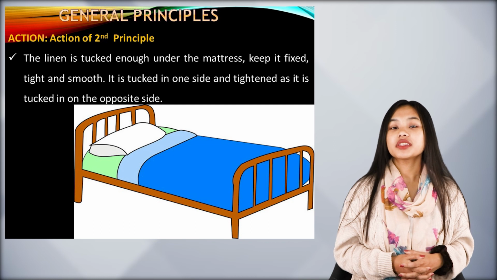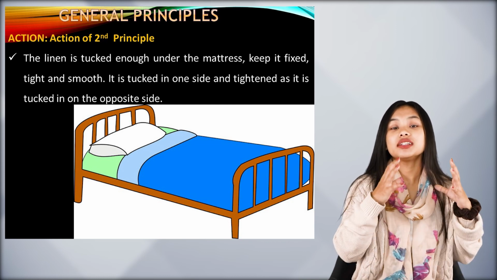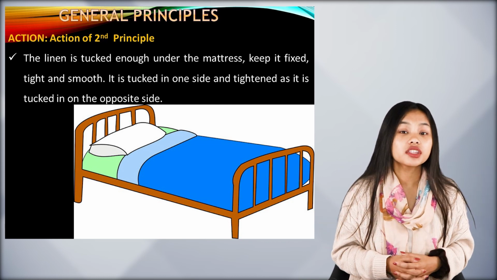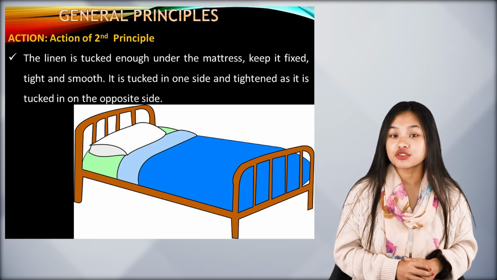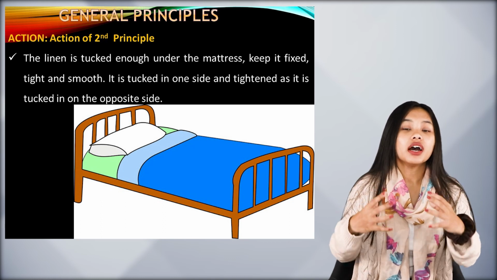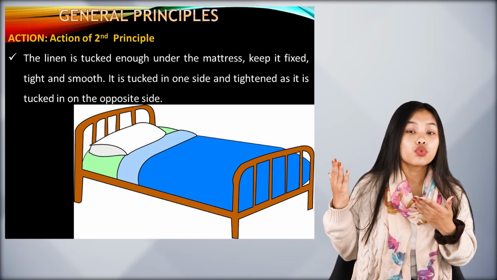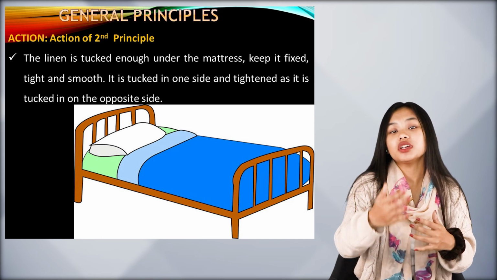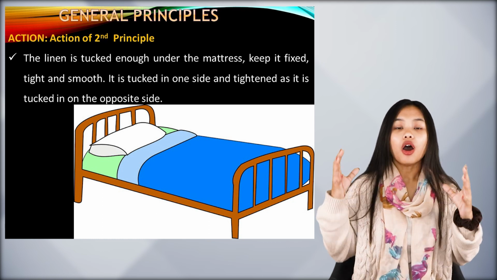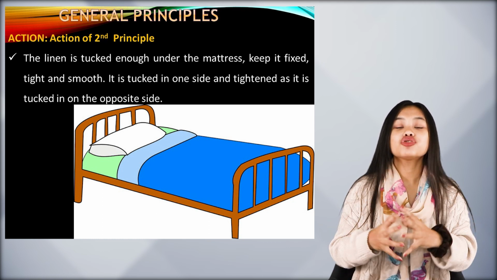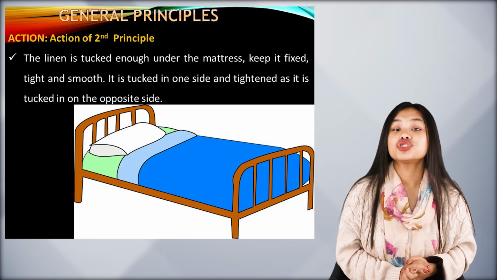And when you are performing this bed making, you should make sure that the linen is properly tucked under the mattress in order to keep it fixed, tight, as well as smooth. That is why it is always said that you must first tuck one side of the bed and then move on to the other, so that you can tighten the next side and then tuck it properly. However, when you are tightening the sheet, you should make sure that you do not alter the shape of the mattress, because the mattress should always remain flat and even, and the corners must be firm and square.